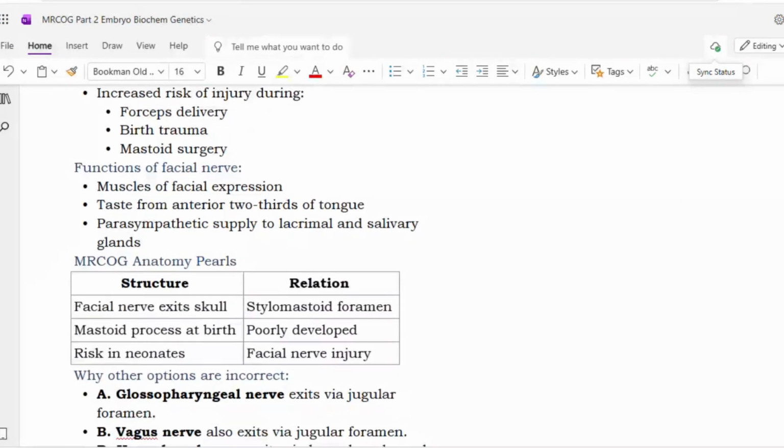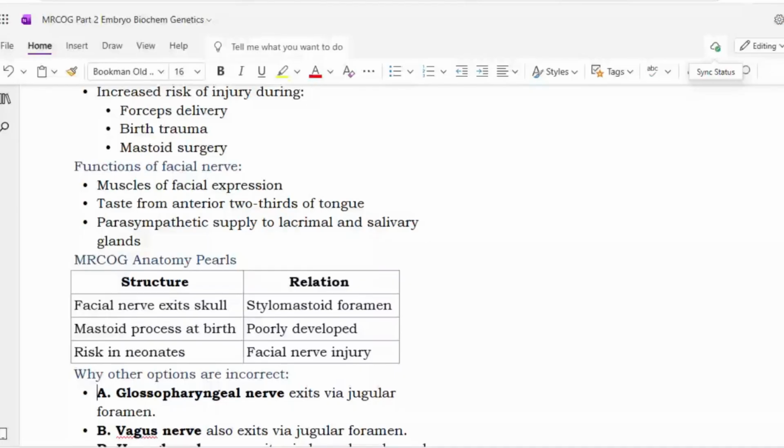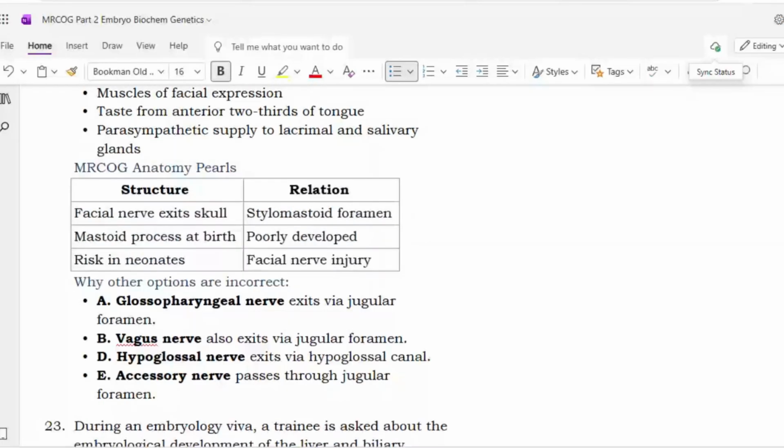Okay, so the facial nerve exits the skull through the stylomastoid foramen. Again, the facial nerve you should read well. The mastoid process at birth is poorly developed, so the risk in neonates is facial nerve injury. Why are the other options incorrect? Glossopharyngeal nerve exits via the jugular foramen. Vagus nerve also exits via the jugular foramen. Hypoglossal nerve exits via the hypoglossal canal, and the accessory nerve passes through the jugular foramen.